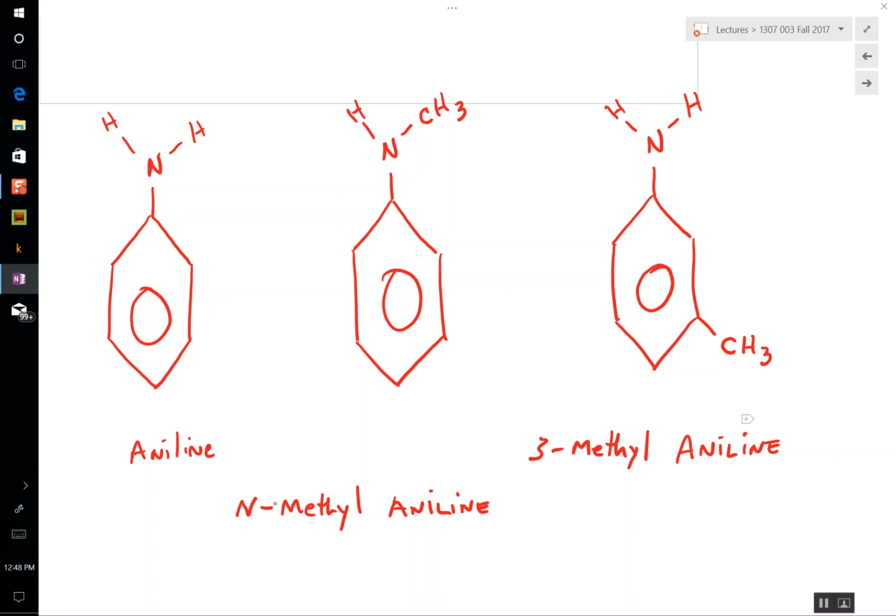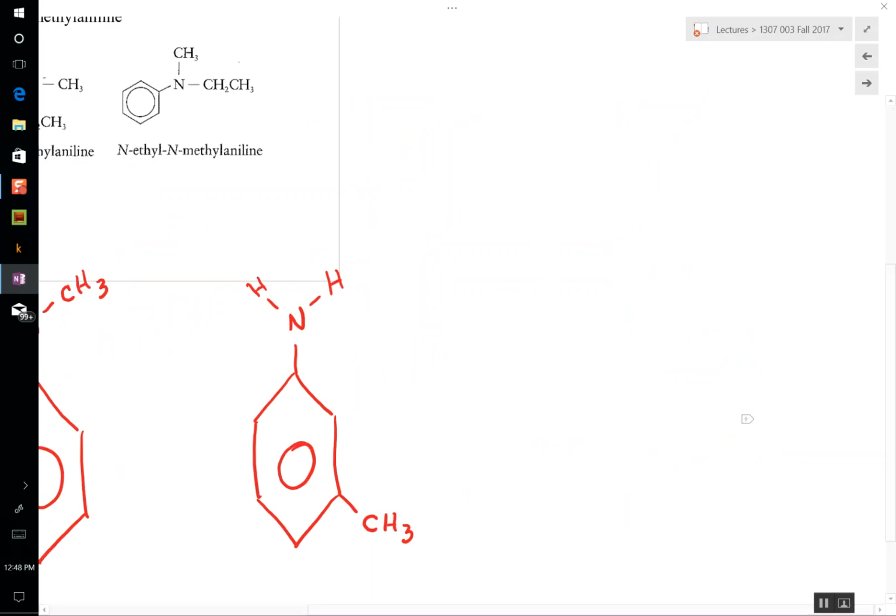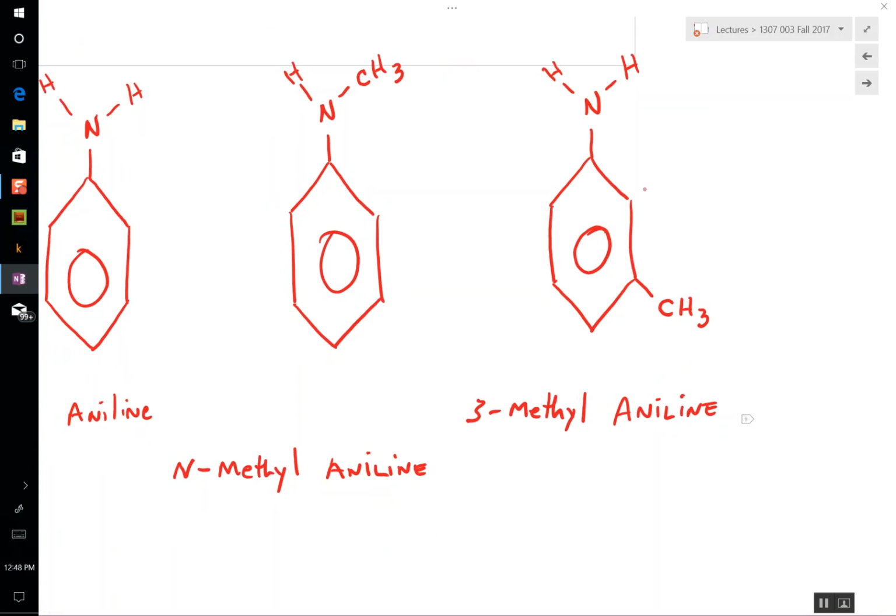On 3-methylaniline, we could also call this meta. Here's your ortho, meta, para position. So you could call this meta-methylaniline. Which are you going to call it? I would probably call it 3-methylaniline. Even when we used the ortho, meta, para, I was just saying that is a traditional naming system, and there is an IUPAC one. So you don't have to use o, m, and p.